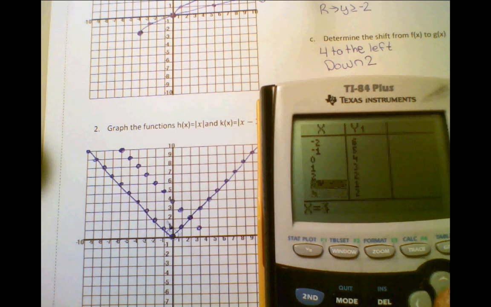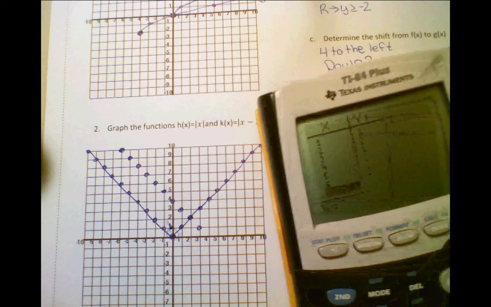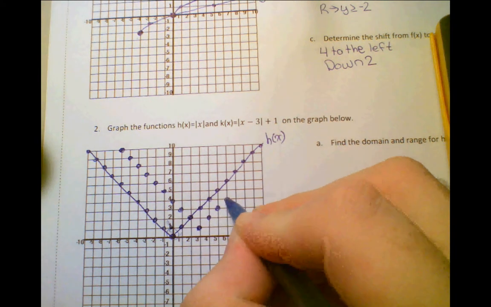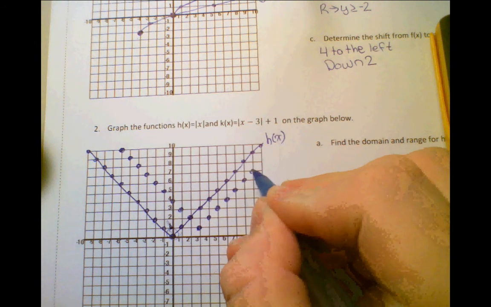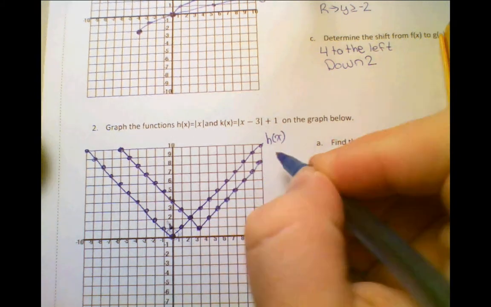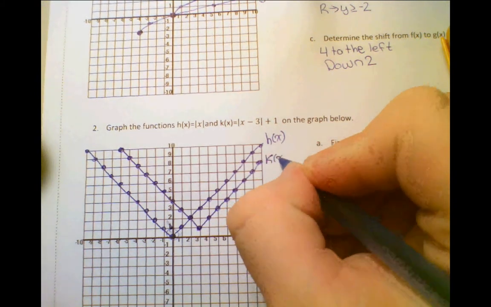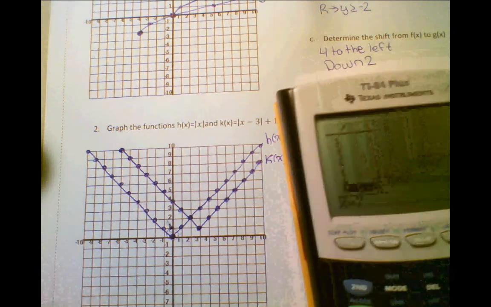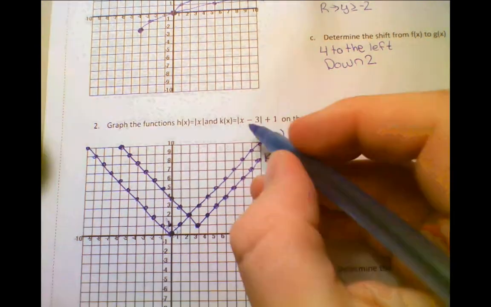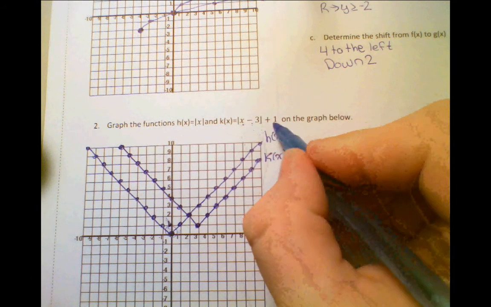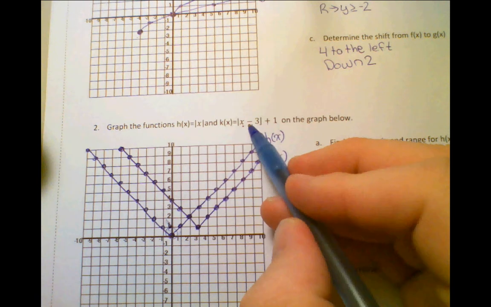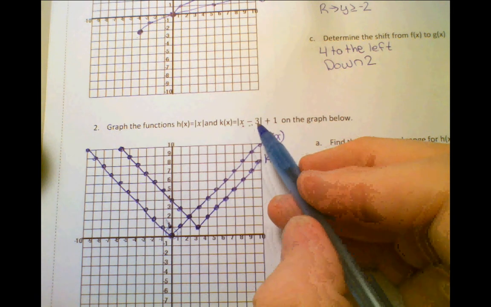Then you notice that it turns around and starts going back up again. And we'll talk about y in a second. This is going to be our k of x value. Now, with this function, we have x minus 3 inside the absolute value plus 1. Remember with the parabolas, we always switch the sign. So this means we're going to move to the right 3 and up 1.